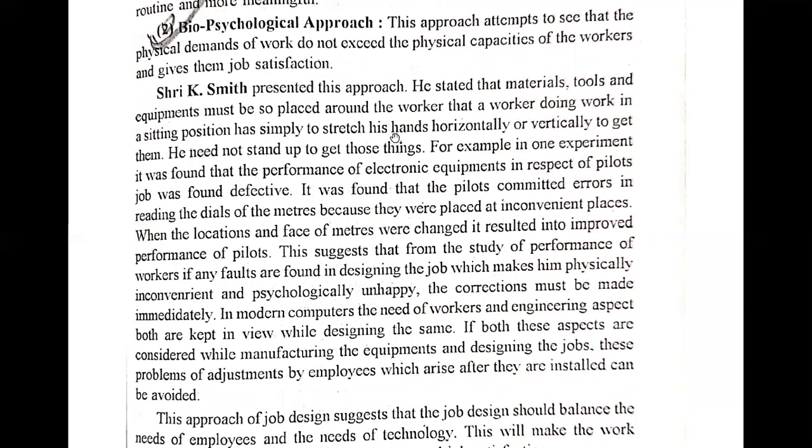So guys, here we are told that the equipment required to do the job should be placed in such a place that an employee can get those tools very easily by just raising his hand horizontally or vertically. He need not stand up to get those tools, because if he stands up repeatedly he will get tired and cannot do the work properly. So everything should be kept just beside him, so that he can reach and get the tools very easily. And here we are given examples, which you should read by yourself.